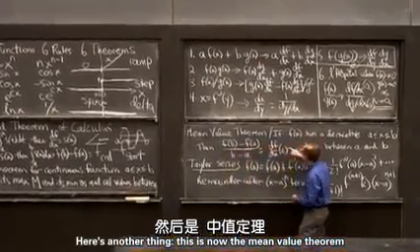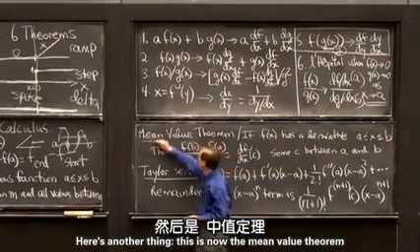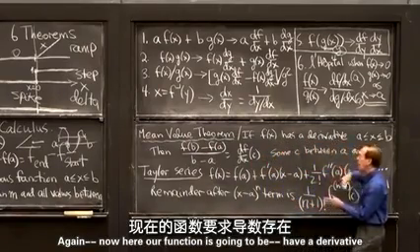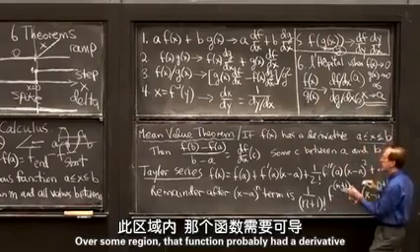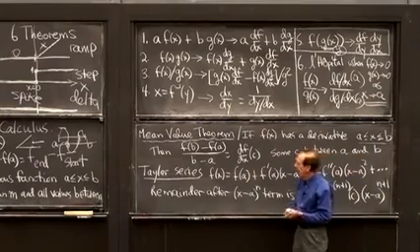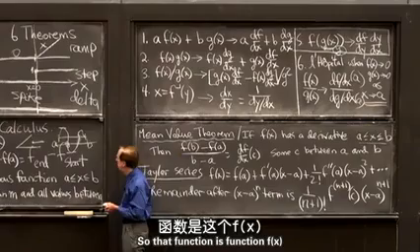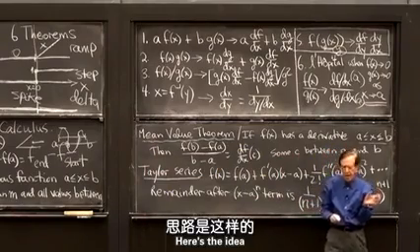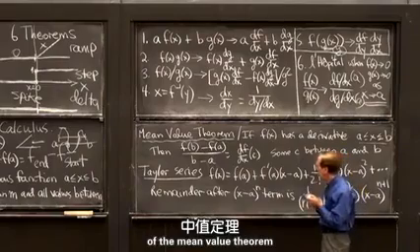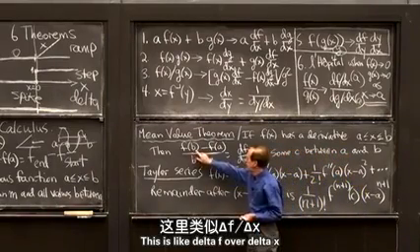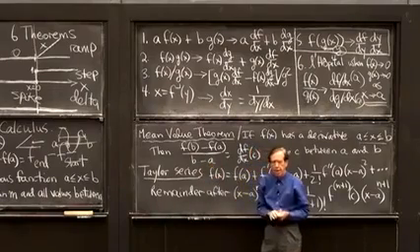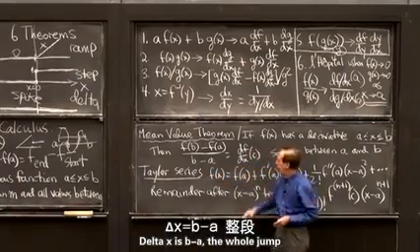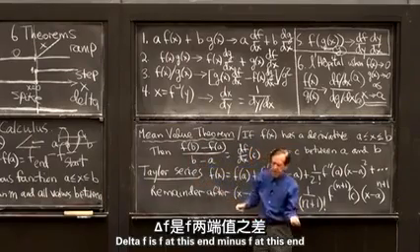Okay, here's another thing. This is now called the mean value theorem. That's a neat theorem. Again, now here our function is going to have a derivative over some region. So this function f of x, here's the idea of the mean value theorem. This is like delta f over delta x for the whole interval from a to b. Delta x is b minus a, the whole jump. Delta f is f at the end minus f at this end.